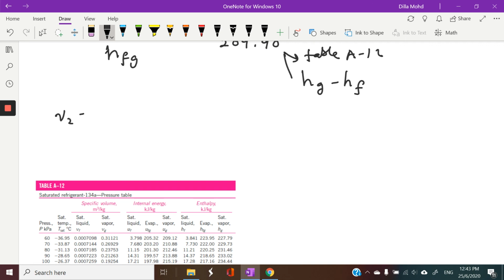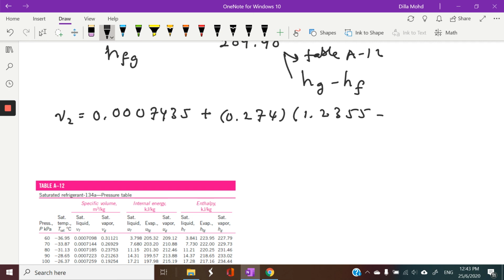Next, you use that value to get your v2. v2 is equal to vf, which you get from table A12, 0.0007435, plus your x, 0.274, multiplied by 0.1235 minus 0.0007435, which equals 0.0345 meter cube per kilogram. Okay, thank you.